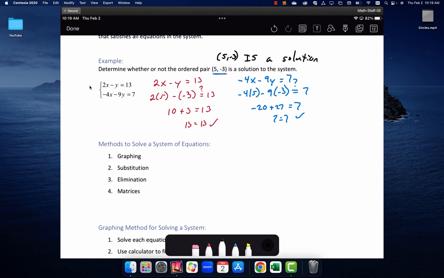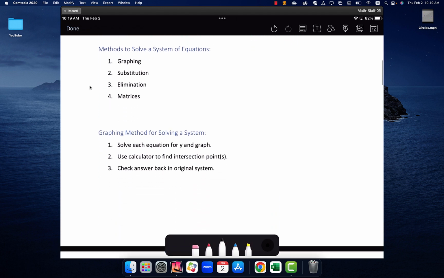Since that coordinate worked for every equation in the system, we can verify that it is a solution to the system. So that's basically how you check your answer, or at least one way to check your answer for what we're about to be doing. There are 4 different ways to solve a system of equations: graphing, substitution, elimination, and matrices. We'll look at graphing and we'll focus on substitution and elimination in this lesson. We'll save matrices for another lesson.